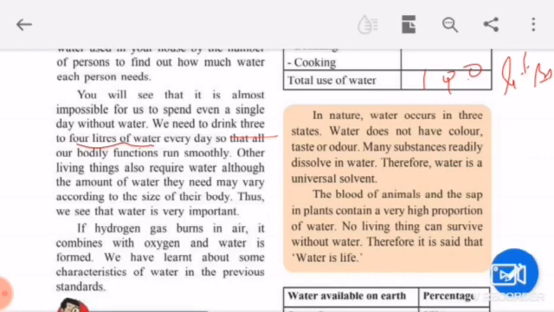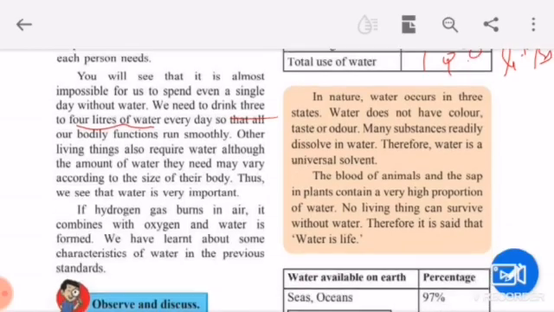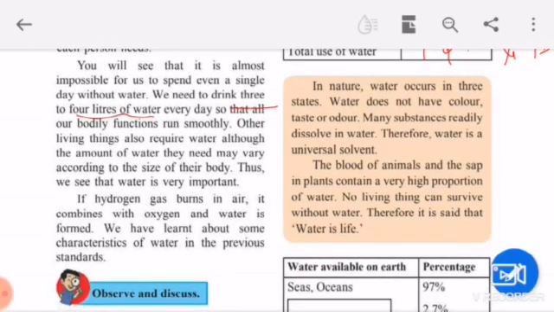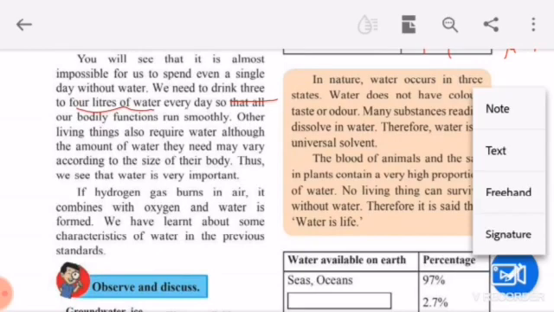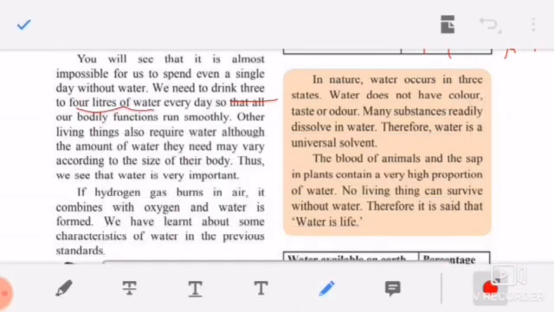For example, I will give you an ant and an elephant. An ant will require very little water to drink, but compared with the elephant, the elephant will definitely require more water to drink, according to the size of its body. Thus we see that water is very important, children. Is it okay? Now children, further we will see how water is formed.